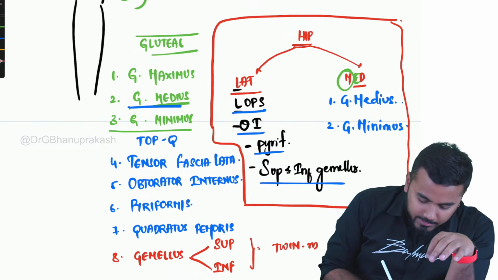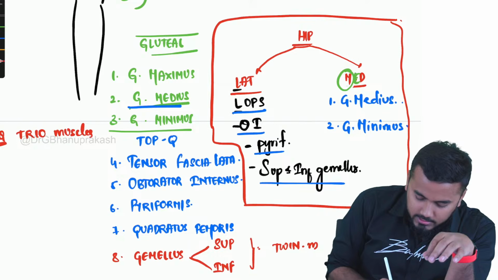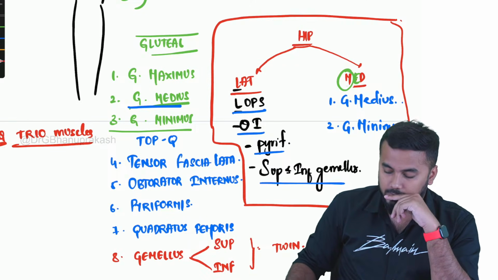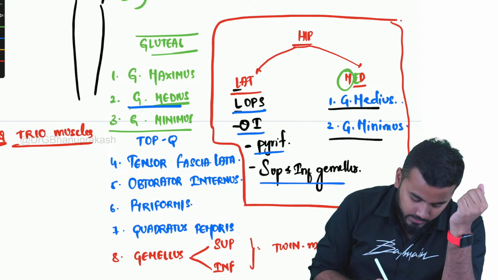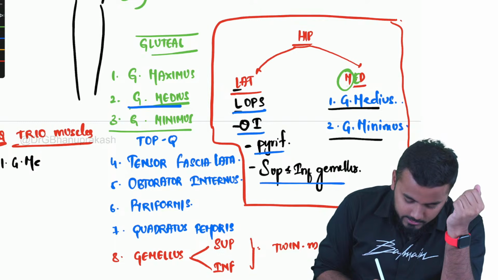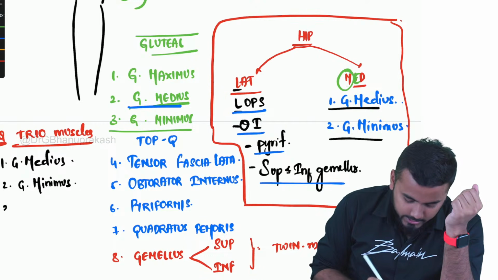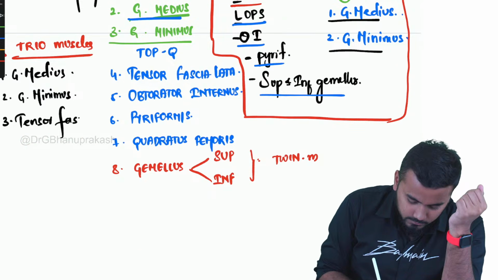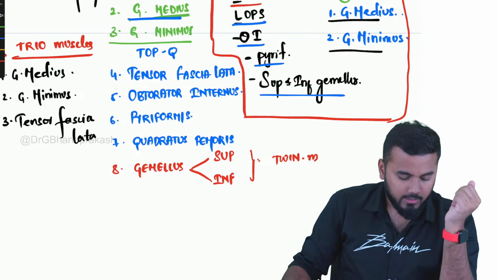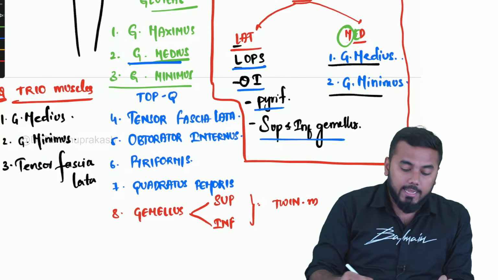Now in the exam they are going to ask you a question: what are trio muscles? You know what are trio muscles? We have discussed gluteus medius and minimus here, right? Gluteus medius, gluteus minimus, and tensor fascia lata. These three are called the trio muscles.